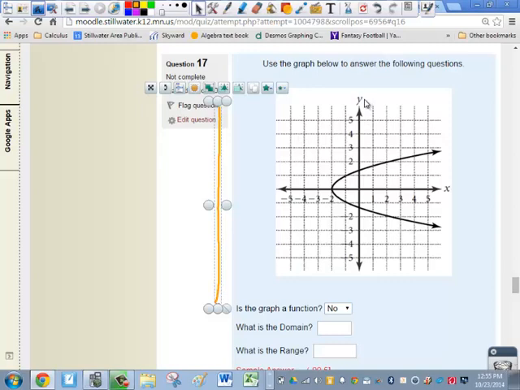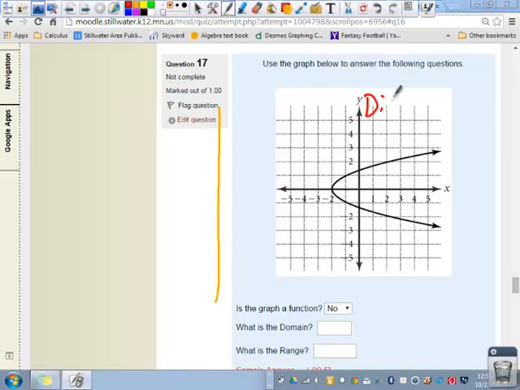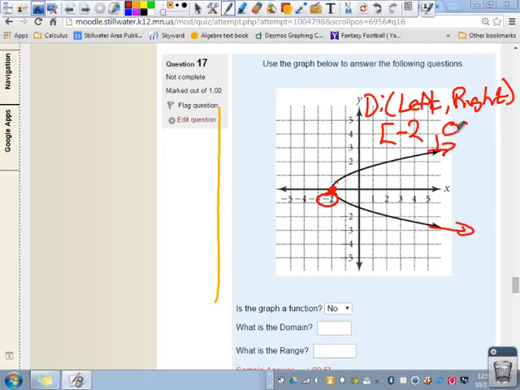Okay, now let's find the domain for this function. The domain is how far left and how far right it goes. Domain is left to right. So how far left does this function go? Well, the furthest left point is here, so it looks like it goes as far as -2. And it actually gets there. And how far right does it go? Well, it goes this way forever, so it goes to infinity. So there's your domain right there.